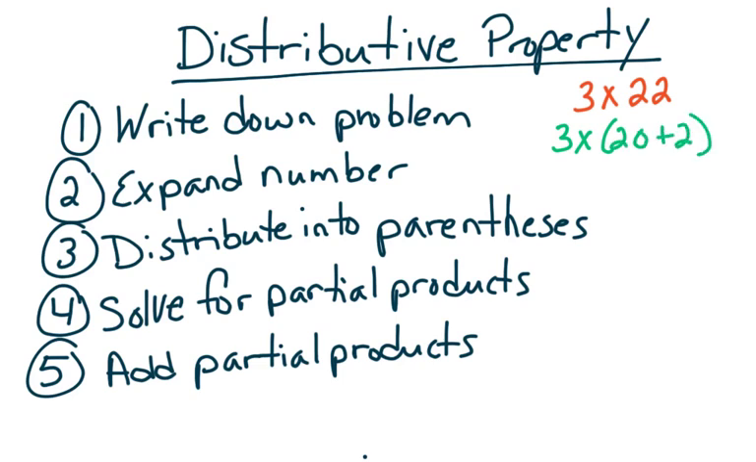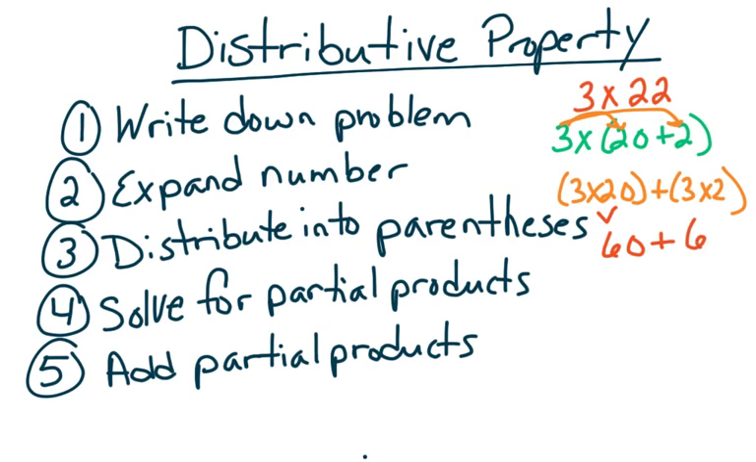Our third step is to distribute into our parentheses. So we would have 3 times 20 plus 3 times 2. Our next step would be solve for our partial products. 3 times 20 is 60. 3 times 2 is 6. And our last step is to add our partial products. 5 steps to solve for our distributive property. Make sure we take all of these notes. Again, if you need to pause the video, go ahead and pause.